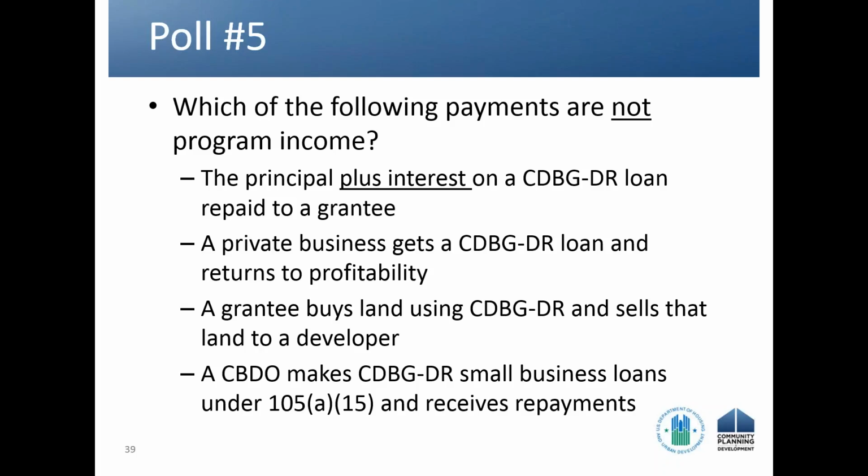Or a CBDO makes DR small business loans under 105(a)(15) and receives payments. Okay, the polls are now open.